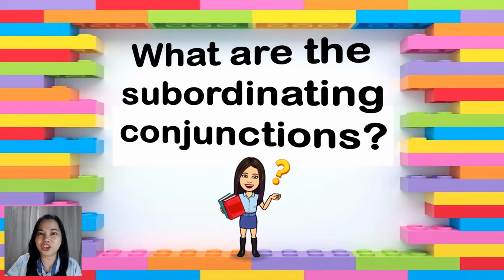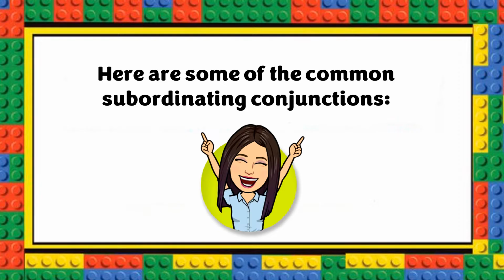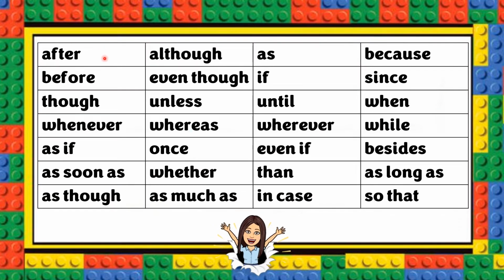What are the subordinating conjunctions? Here are some of the common subordinating conjunctions. After, before, though, whenever, as if, as soon as, although, even though, unless, whereas, once, whether, as much as, if, until, wherever, even if, than, in case, because, since, when, while, besides, as long as, so that.